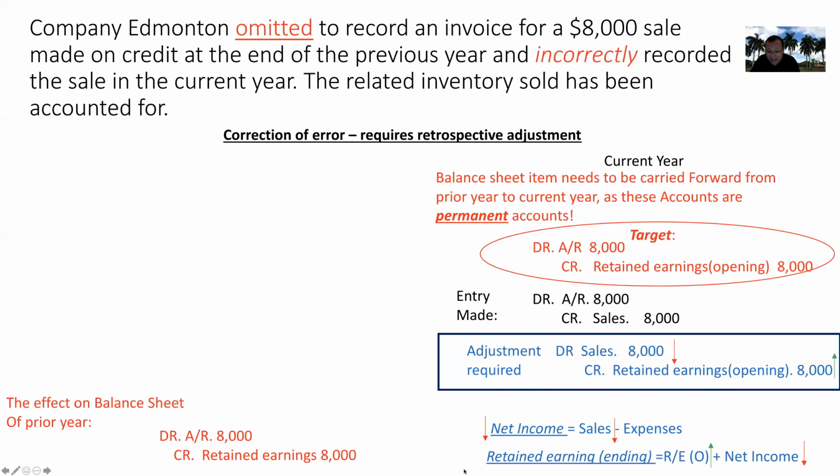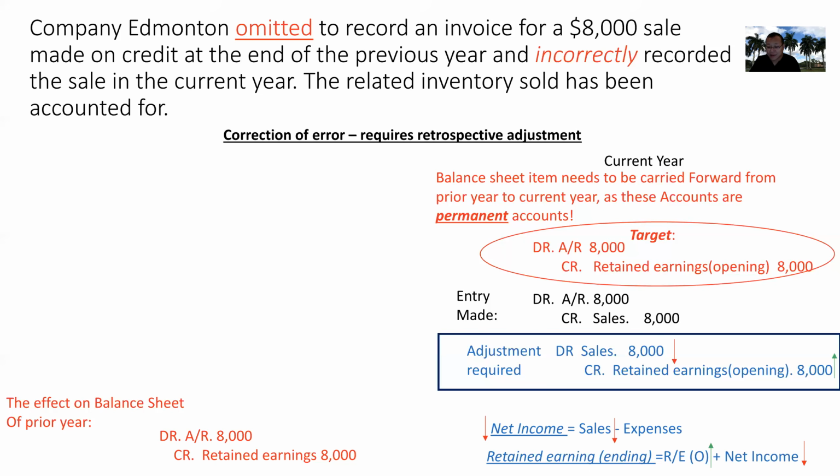So as you can see, in the current year, your retained earnings balance has no effect. There's no change in the retained earnings balance, right? You can see this entry: you increase the opening balance by 8,000, but your net income has been reduced by 8,000. So the net effect is 0. There's no effect on retained earnings, okay?